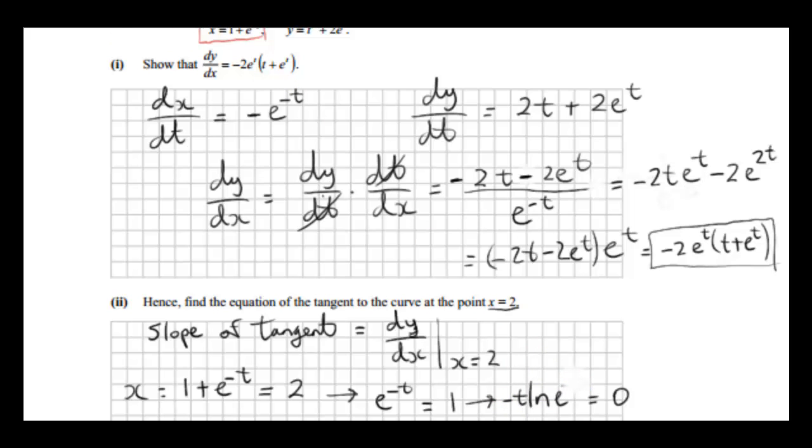Ln of e is just 1. Log to the base e of e is 1. So you see we end up getting that minus t is 0. If minus t is 0, it's obvious then that t must be 0. Okay, so e to the 0 equals 1, so it's quite easy to solve. Right, so that's 0. So dy dx at x equals 2 is equivalent to dy dx at t equals 0.